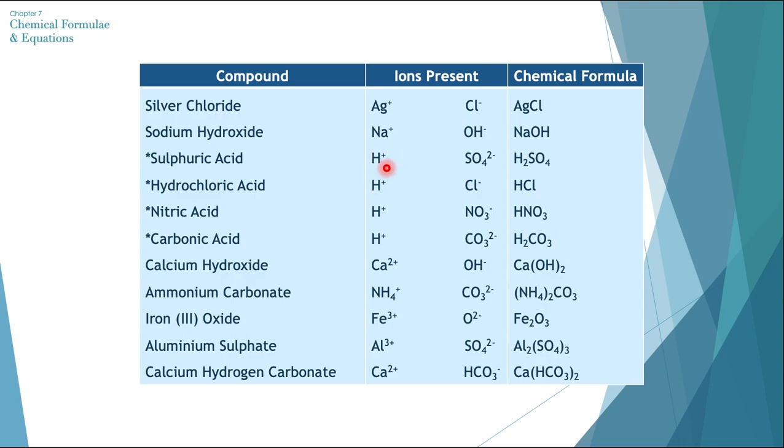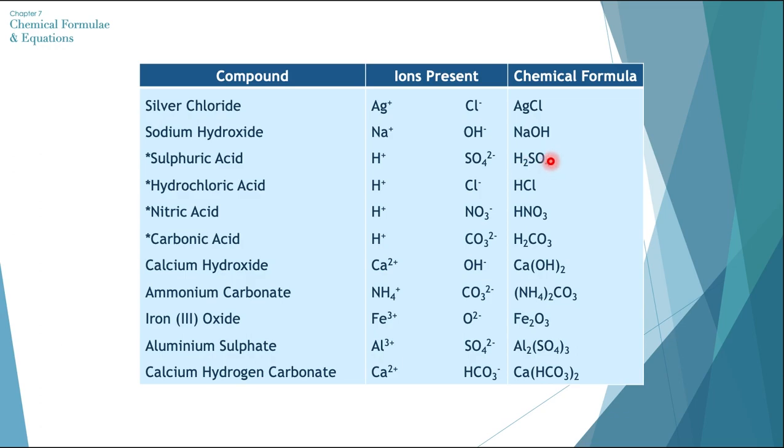We would need 2 hydrogen ions and only 1 sulfate ion, because 2 hydrogen ions would make a total charge of +2 and 1 sulfate ion makes a total charge of -2. So then the charges get balanced. And that is why the chemical formula in the end is H2SO4, 2 hydrogen ions.